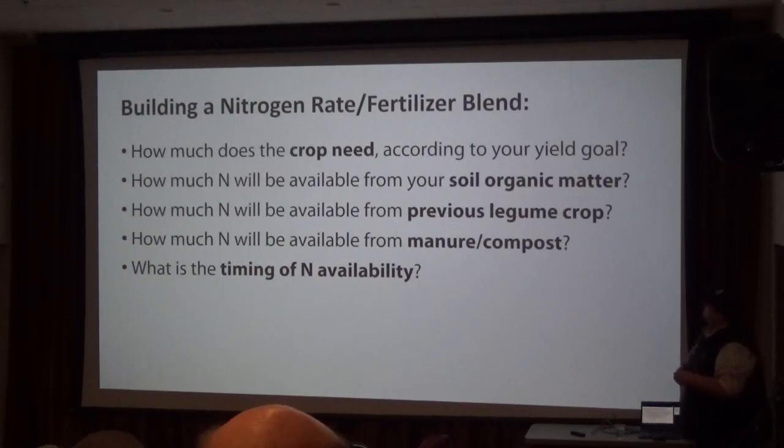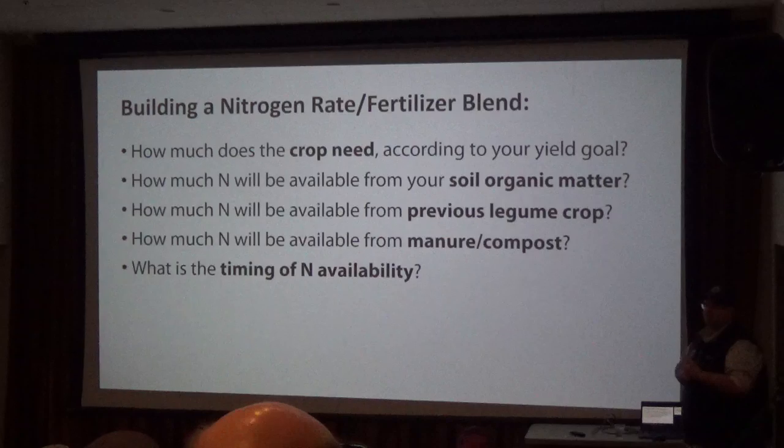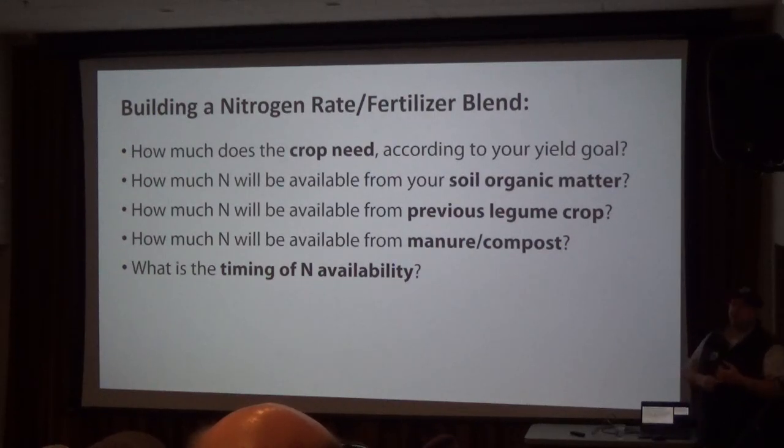So when we're building a nitrogen rate, we need to know, of course, how much the crop needs according to our yield goal. So what's my yield goal, and back out how much nitrogen the crop needs. And then, where's that nitrogen coming from? What's coming from your fertilizer? What's coming from your organic matter? If I have a 2% organic matter field and a 3% organic matter field, I'm going to get a different amount of background nitrogen that's going to mineralize from the 3% organic matter field, right?